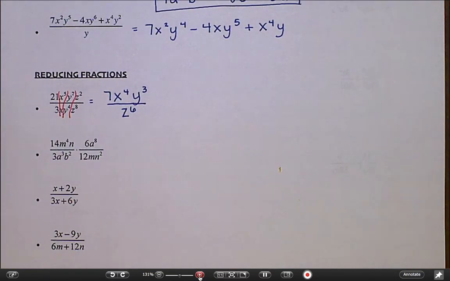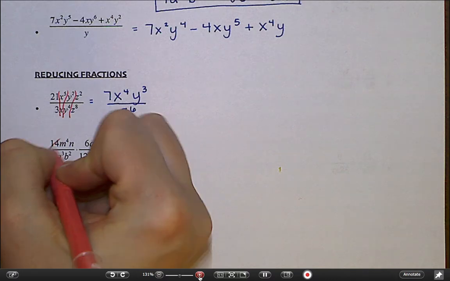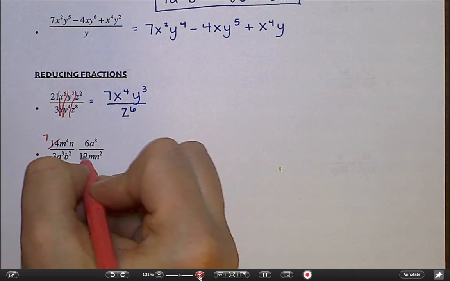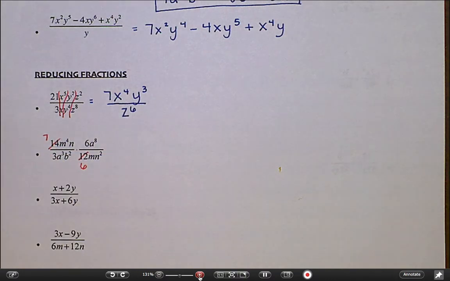And I'm going to blow this up so that hopefully you can see what I'm doing here. So for example, I look at this and I see a 14 and a 12. Both of those can be reduced by a factor of 2. They can both be divided by 2. So let me do that. I'm going to make this a 7, and I'm going to make this a 6. Okay? Important to give yourself plenty of space to do this.